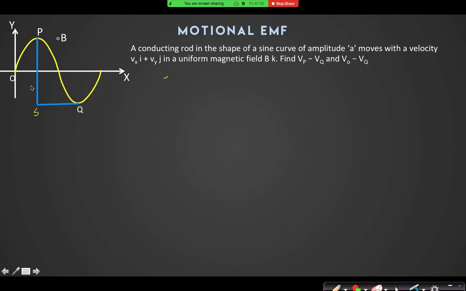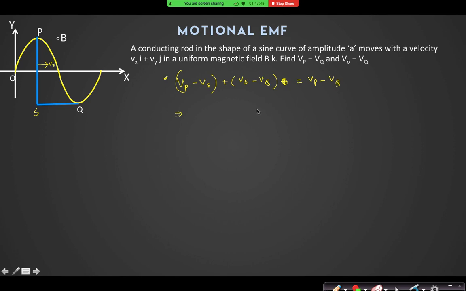So I can say Vp minus Vs plus Vs minus Vq is equal to Vp minus Vq, yes or no? Yes. What is Vp minus Vs? Look, this rod is moving in this direction, vx i cap and vy j cap. So is there any effect of vy j cap here? No, sir. Only vx.